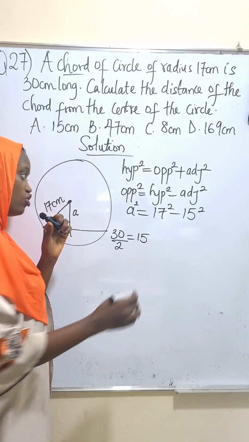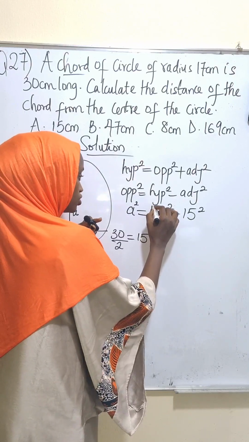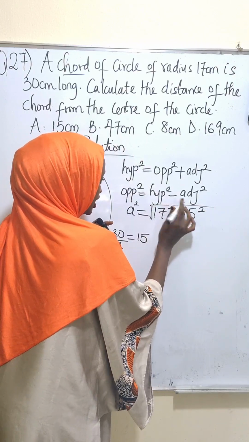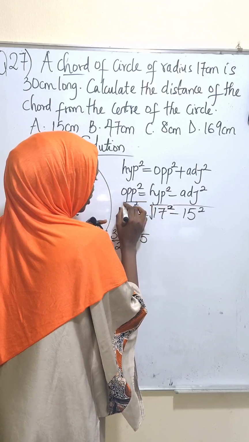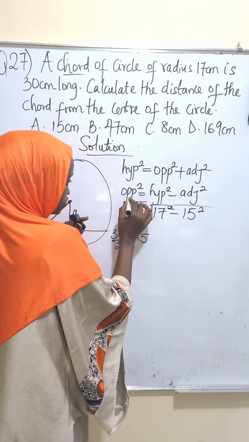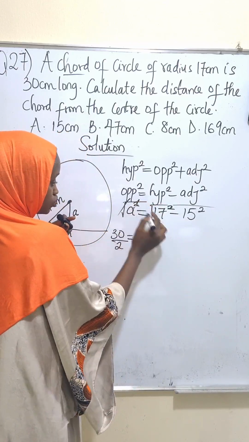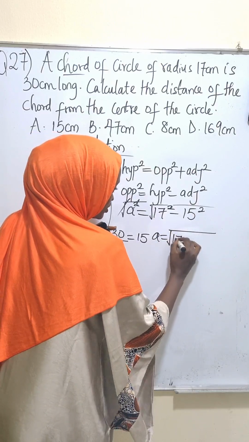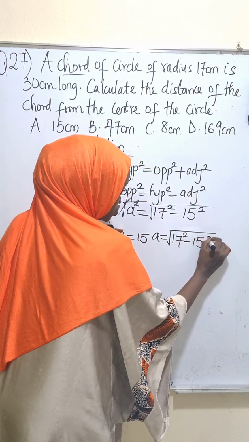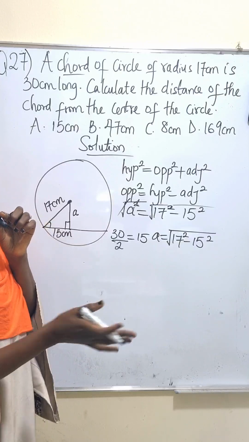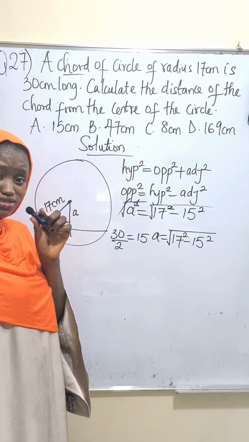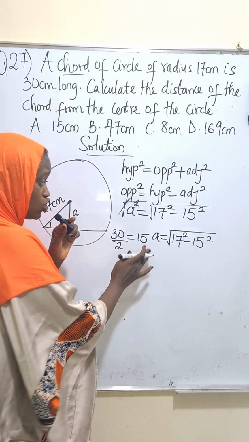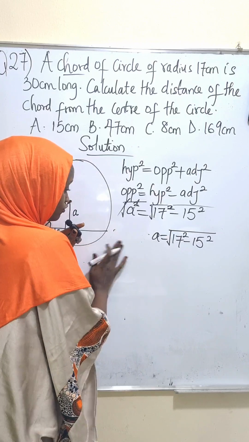So we are looking for the value of A, so we just take the square roots of both sides, because what we are looking for is the value for A, not A square. So here the square root cancels the square. We are left with A is equals to the square root of 17 square minus 15 square. You know, we can simplify this even without the use of a calculator, right? All you have to do is to take the difference of two squares. So let's take the difference of two squares.